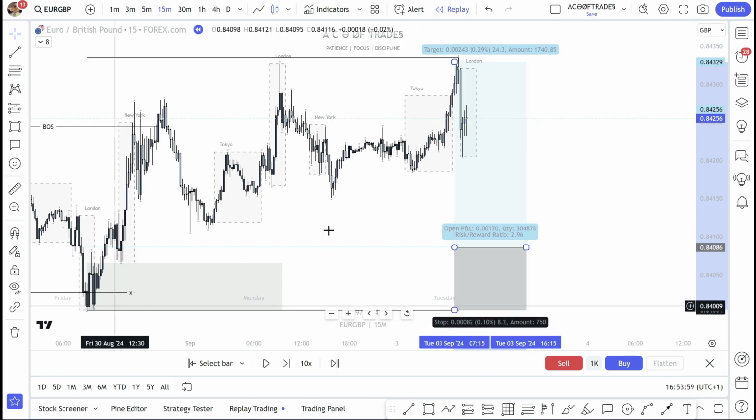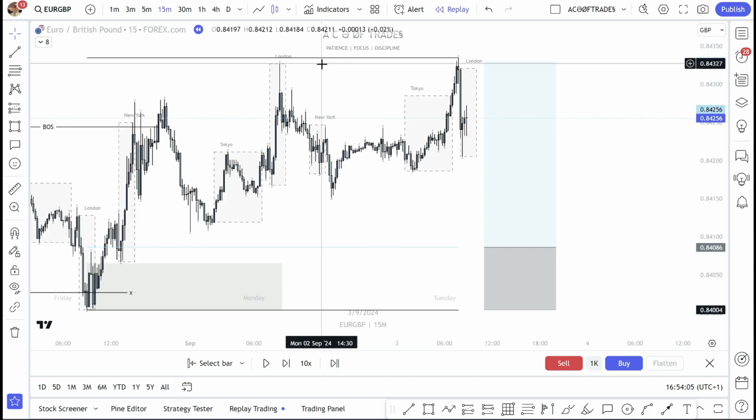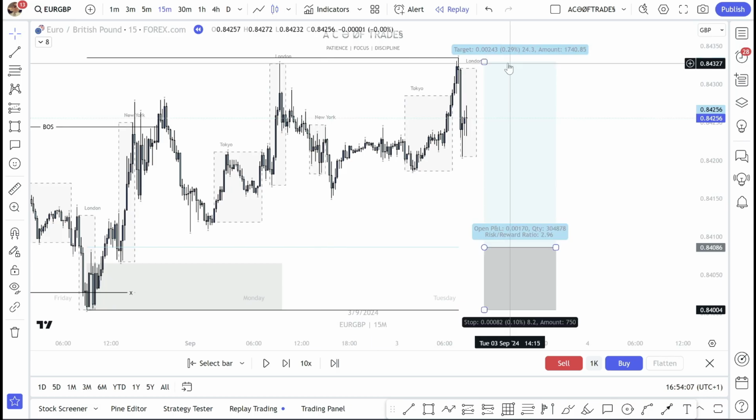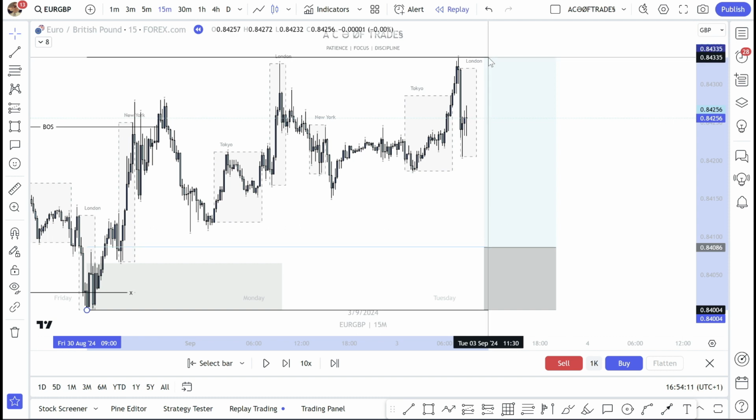Yeah, this is what happened here. I had that on, it didn't quite come back. And then we broke the high again. I think it was just a sweep. But yeah, that's my new target, this high. So let's just have a look.